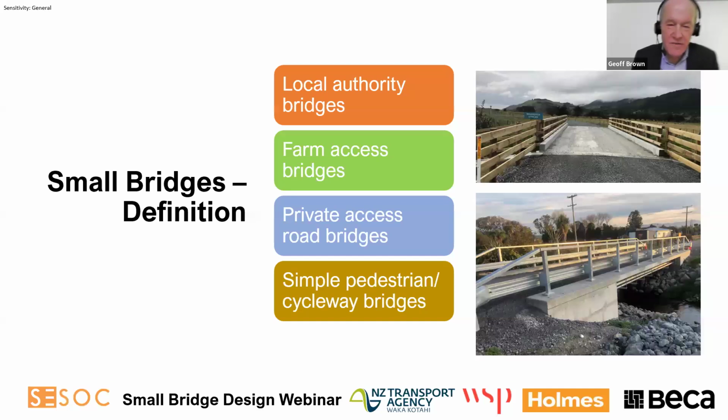So taking those criteria for what a small bridge might be, they fit into the following categories. So local authority bridges, farm access bridges, private access road bridges, and sometimes simple pedestrian cycleway bridges. Next slide, please, Jamil.